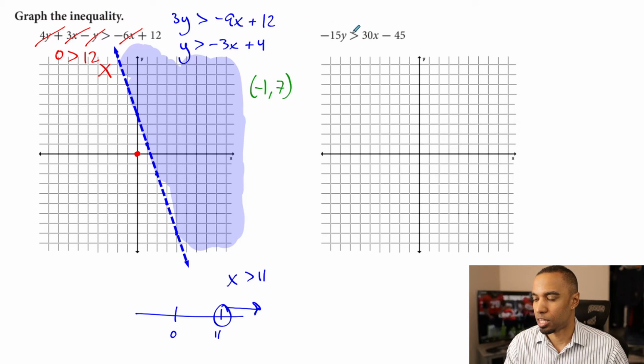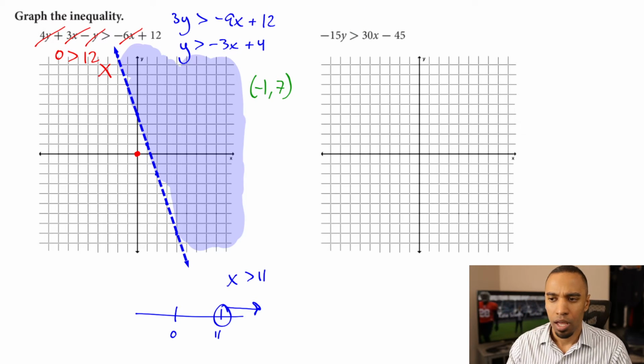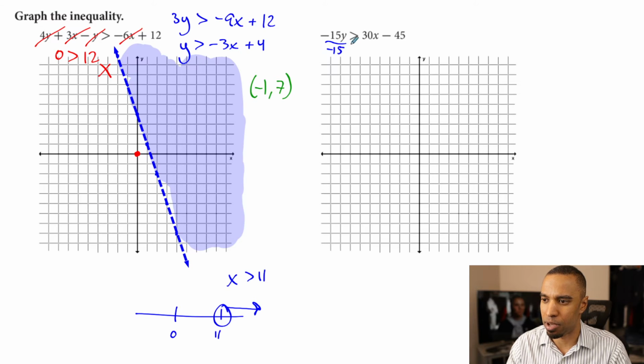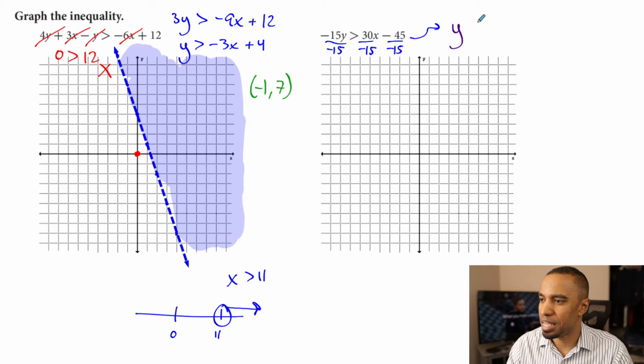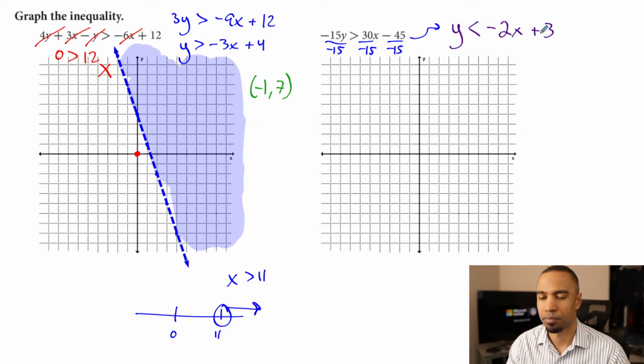All right, next problem here. I think this is the 6th problem. Ready for slope-intercept form if we divide everything by -15. You mind if I just do that straight up? And remember, we divide by a negative, that means the inequality is going to flip. Let's use a different color. I'm getting blue color blind here. Let's go back to purple. We get y is less than, remember, flip it, -2x plus 3.